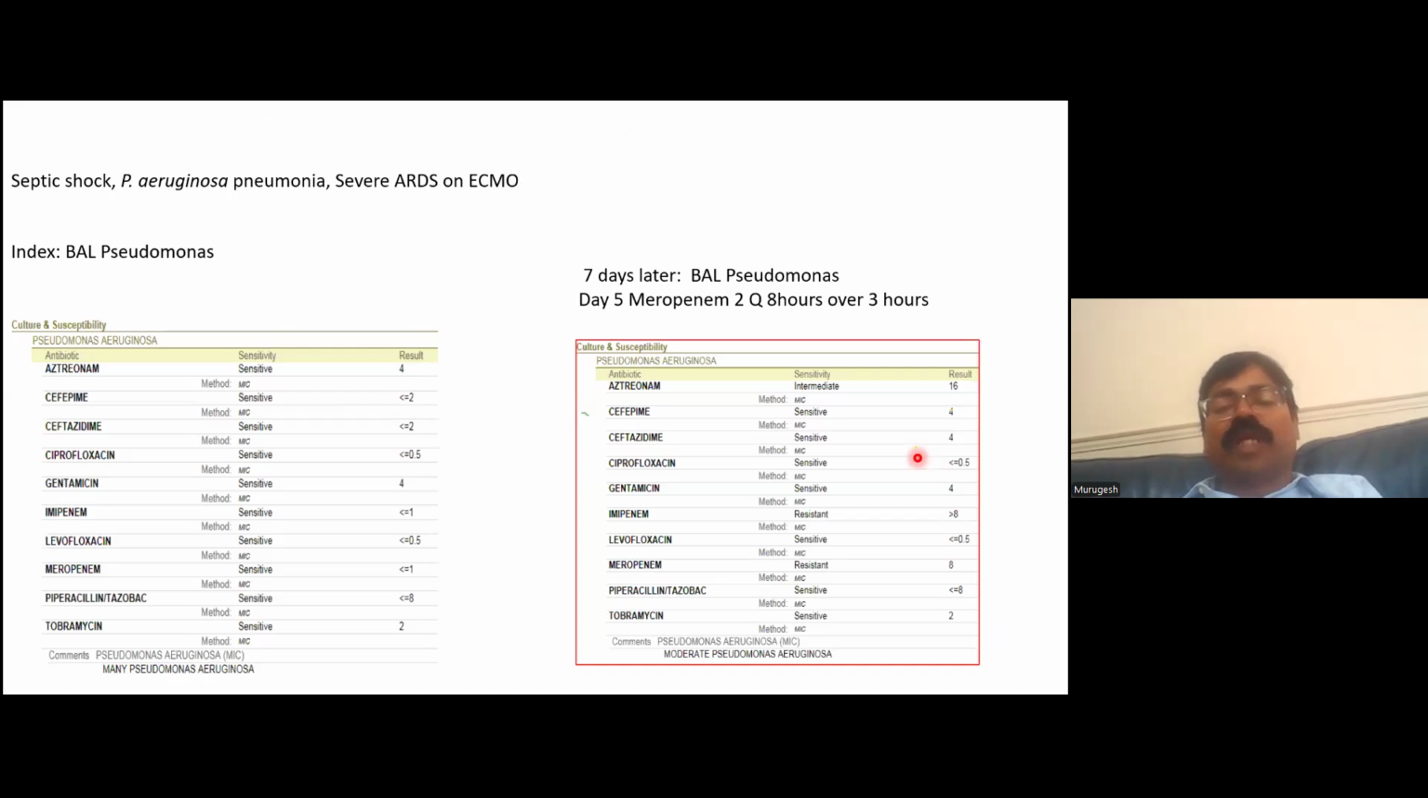This is a frequent trend we see in our ICU. Initially, when patients come in, you will have a naive Pseudomonas, and then 7 days later, you will find selection pressure. As you can see here, there is resistance to meropenem, resistance to imipenem. This is a typical pattern you see. This is selection pressure. There are ways we can try to get rid of this, which we will come to later.